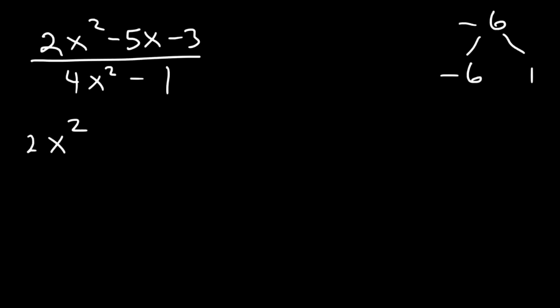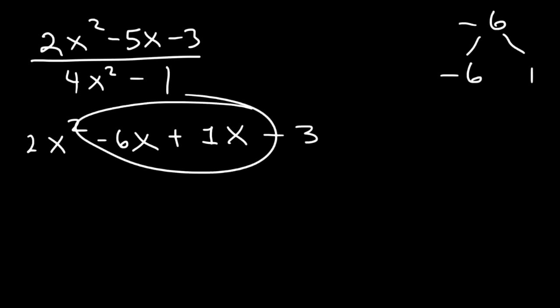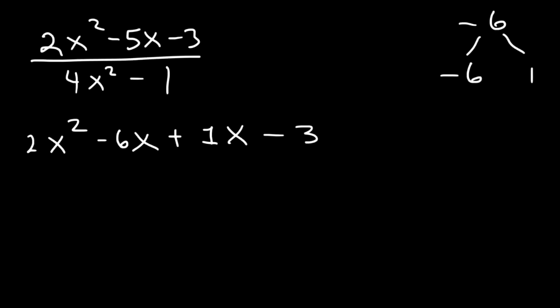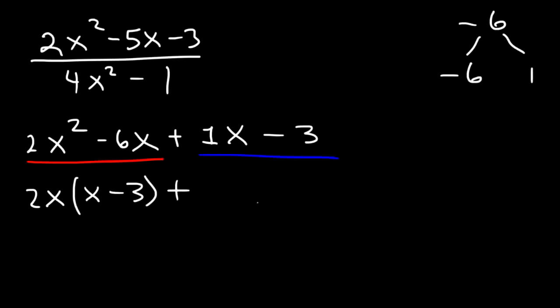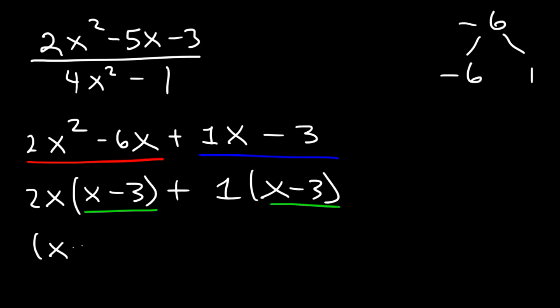So now replace negative 5x with negative 6x plus 1x. As you can see, these two add up to negative 5x. Now we need to factor by grouping. So in the first two terms, take out the GCF, which is going to be 2x. And so we're going to be left with x minus 3. And for the last two terms, if there's nothing to take out, take out a 1. So we're going to get x minus 3 again. Now let's factor out x minus 3 since we have a common term, and then we're going to get 2x plus 1.